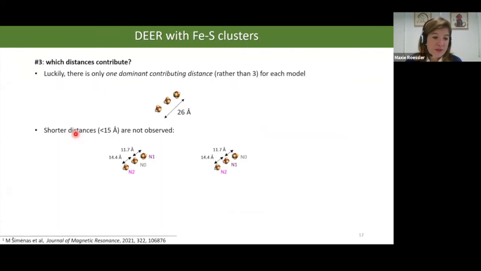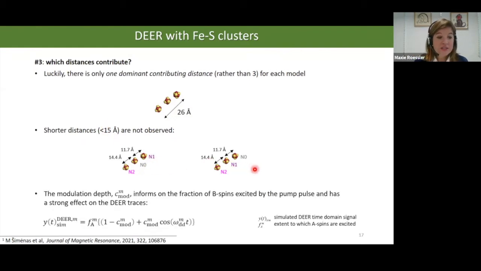And lastly, in principle, we have three distances, but luckily in the case of DEER, it's basically blind to shorter distances, less than 15 angstroms. So in practice, we only have to worry about this outermost 26 angstrom distance. We have actually tested that we can definitely ignore these shorter distances, and that is indeed the case. And just to mention the modulation depth, which you'll see shortly in the subsequent slides: how deep your modulation is, is a very sensitive indicator of how many pump spins you're exciting. So that's a very good check for us to see whether our model is correct and is taking into account the right interactions.